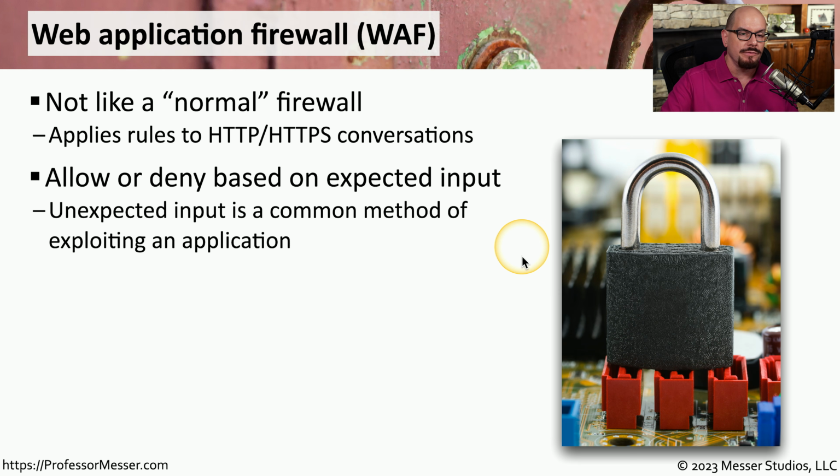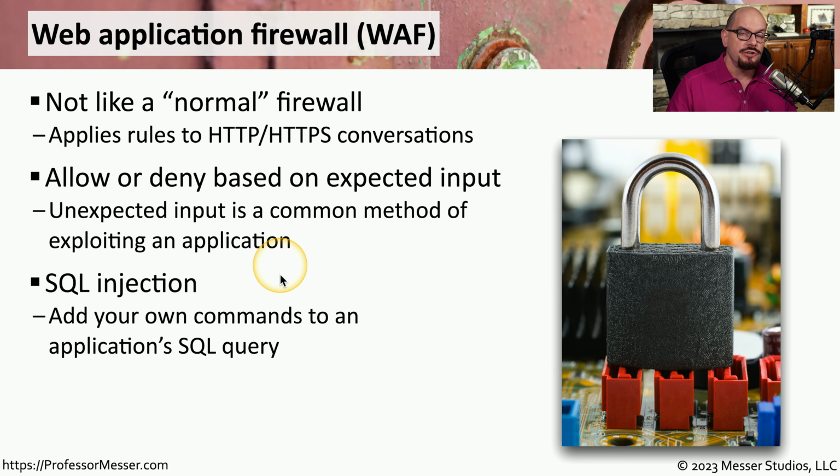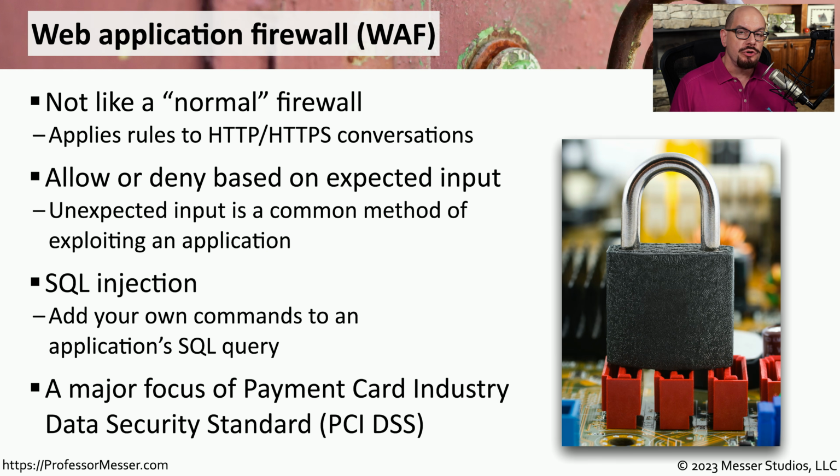This is very common for web-based conversations using HTTP or HTTPS. For example, a web application firewall can identify SQL injections within a traffic flow and block that from reaching the application server. It's not unusual to see a web application firewall used alongside a next-generation firewall. Both of those firewalls are looking at different traffic and making different forwarding decisions.